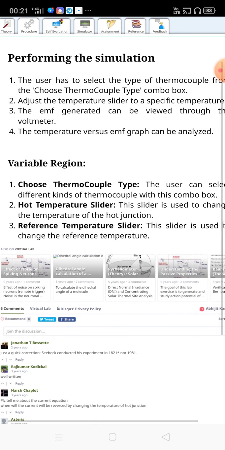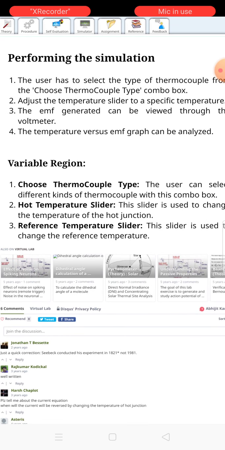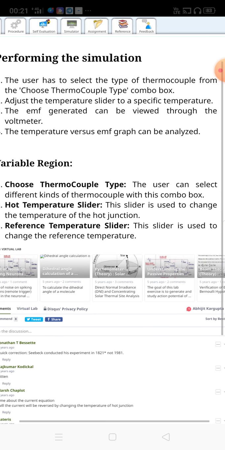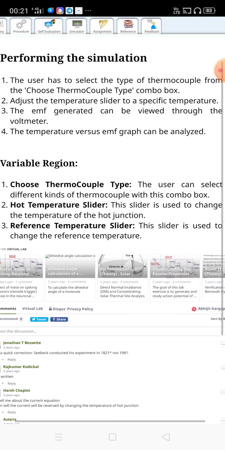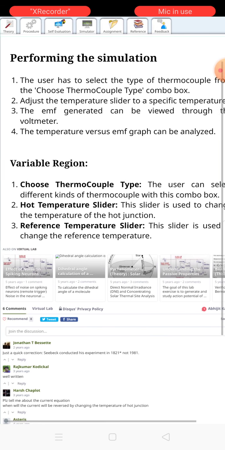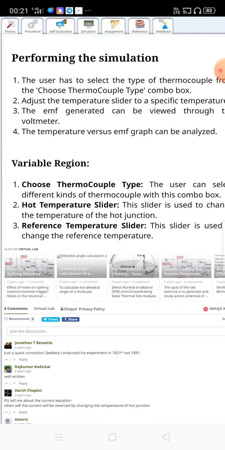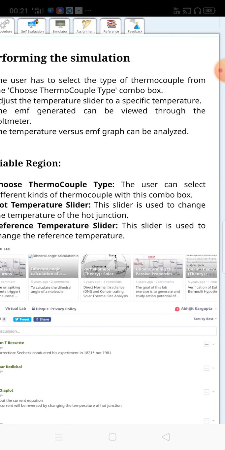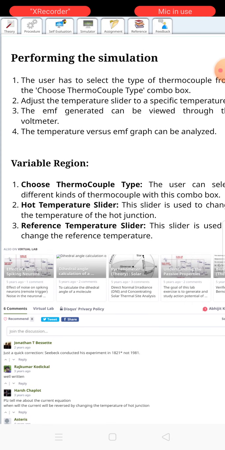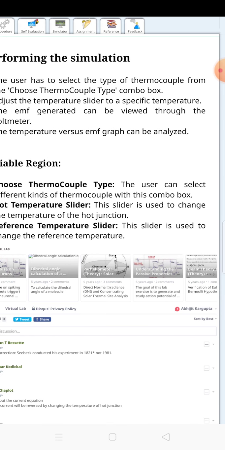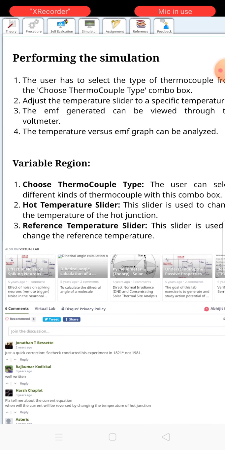In the variable region, first is choose thermocouple type. The user can select different kinds of thermocouple with this combo box. Hot temperature slider: this slider is used to change the temperature of the hot junction. Reference temperature slider: this slider is used to change the reference temperature.